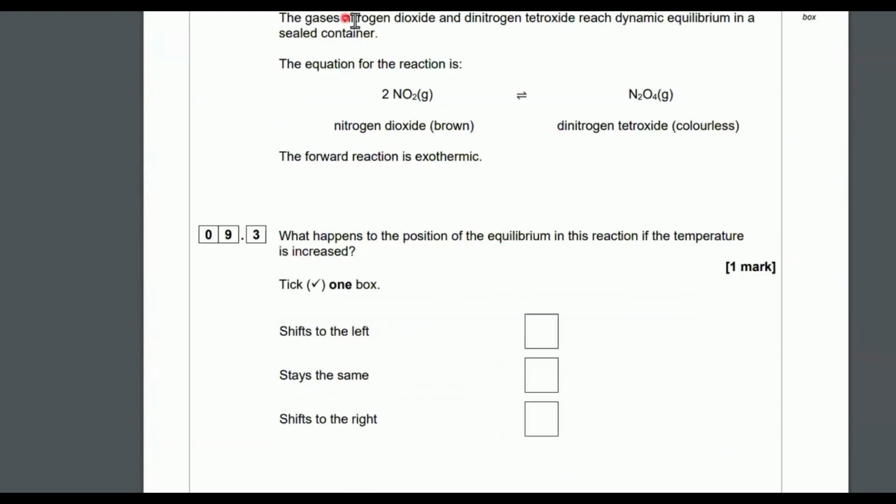Okay, going on to 9.3, the equation for the reaction is 2 nitrogen dioxide molecules, gaseous, turn into dinitrogen tetraoxide, colorless, N2O4. Of course, dinitrogen tetraoxide, the tetra means 4 oxygens. The forward reaction is exothermic, so it's like a hot reaction on the right-hand side or in the forwards direction. So I like to think of that.